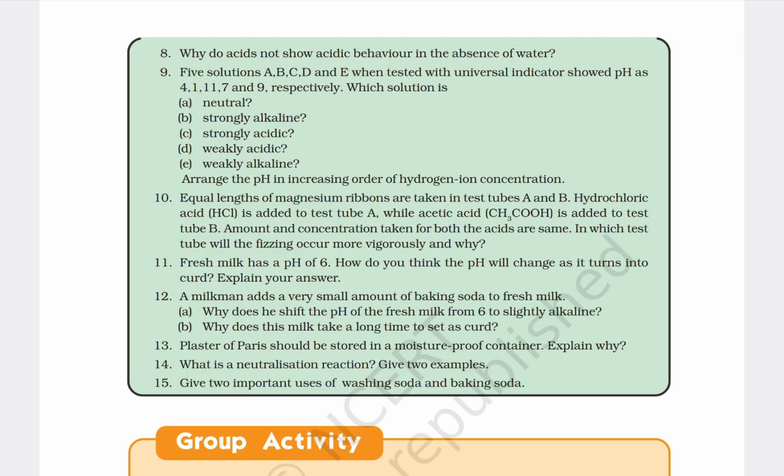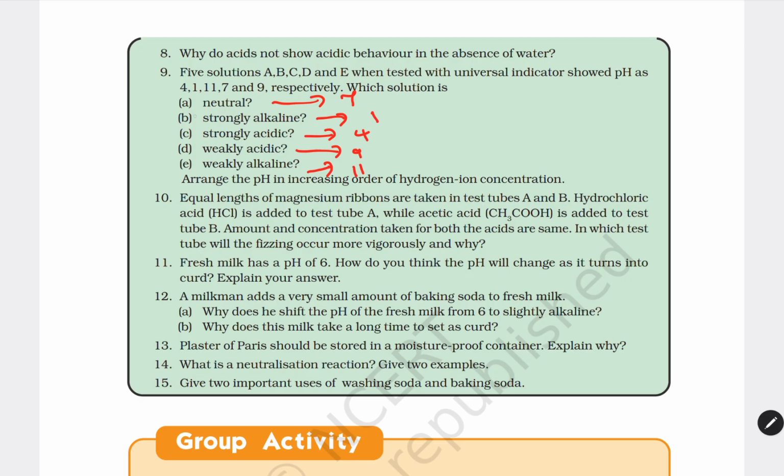Okay. And next, ninth one, pH values of 5 solutions: 4, 1, 11, 7, 9. Identify the solution. So you already know, if it is neutral, pH will be 7. Strongly acidic means pH is 1. A weak acid is 4. Weakly alkaline 9. Right? And strongly alkaline it will be 11. So ninth question, I hope it's clear.